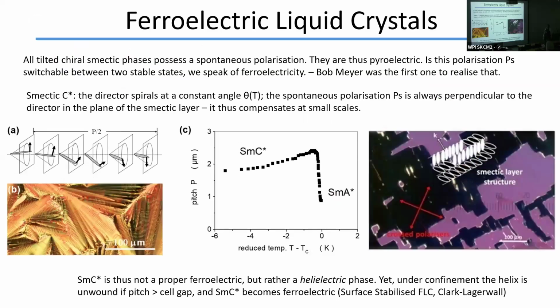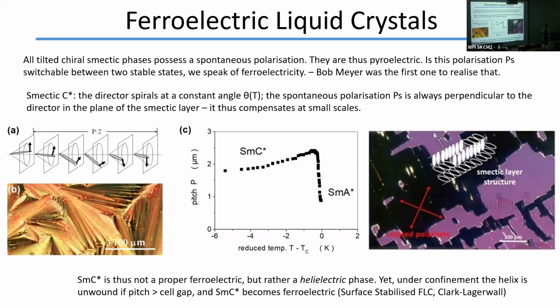Right, ferroelectric liquid crystals. Now, it was Bob Meyer, who sadly left us not very long ago, who realized that all tilted chiral smectic phases possess spontaneous polarization. And that means they are pyroelectric. And if you can switch this polarization between two stable states, then you have a ferroelectric. So ferroelectricity is a subgroup of pyroelectricity.